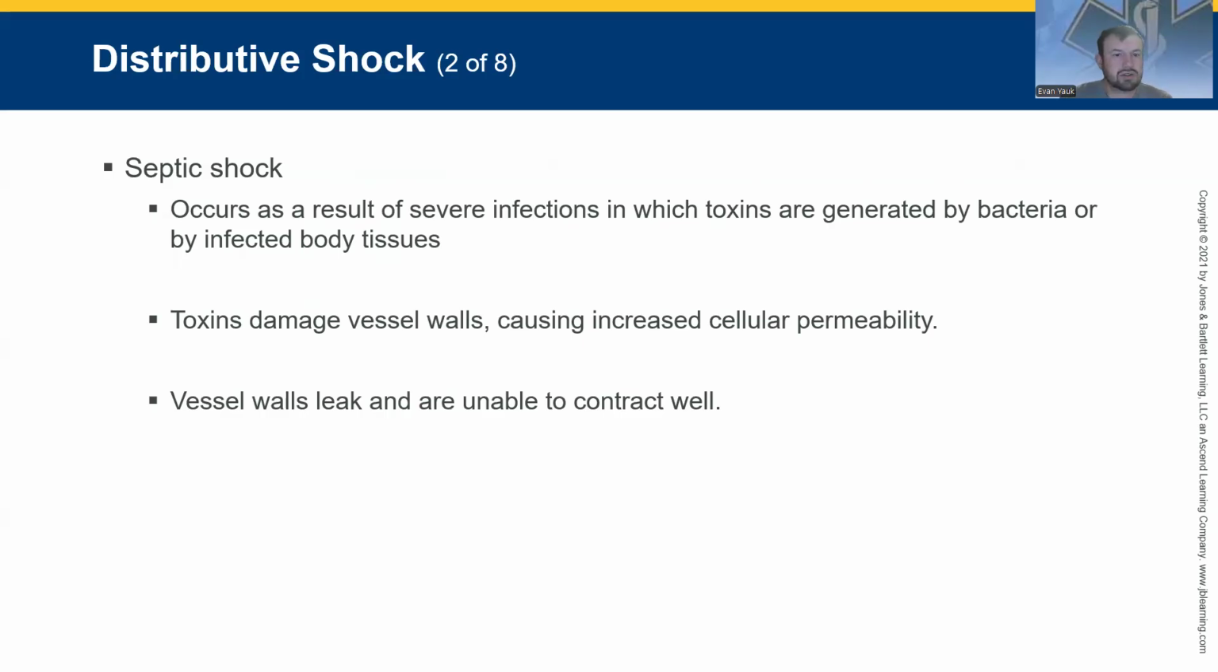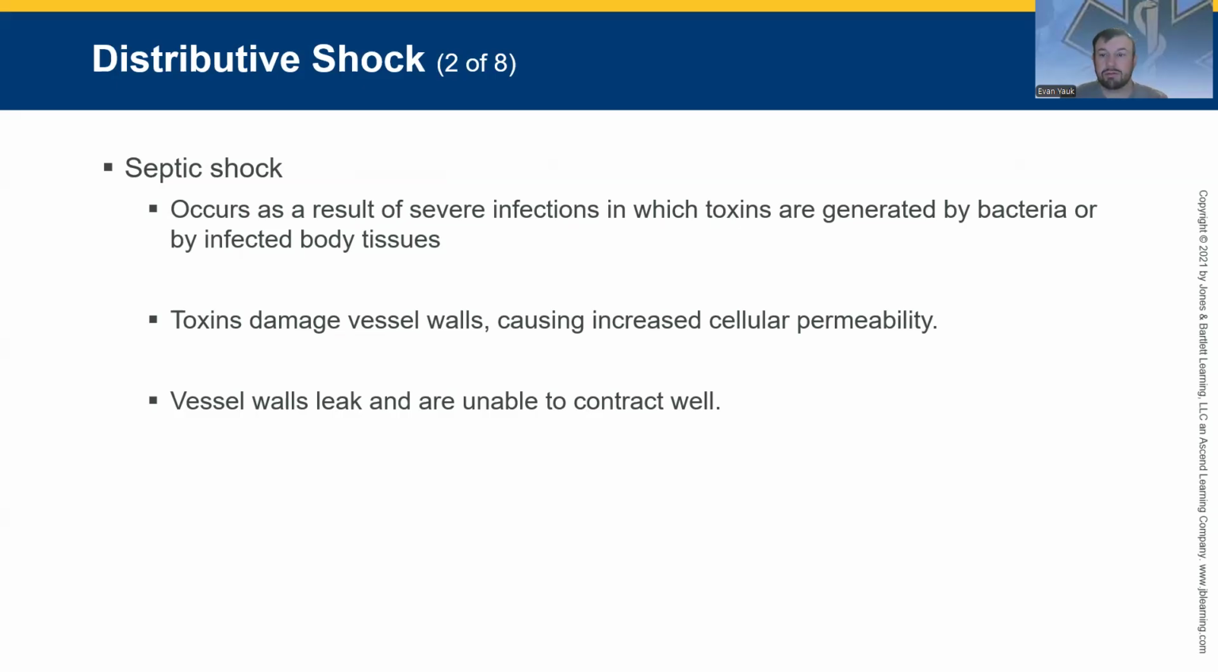Septic shock occurs as a result of severe infection, in which toxins are generated by bacteria or by infected body tissue. Toxins damage vessel walls, causing increased cellular permeability. Vessel walls leak and are unable to contract well, so it weakens those vessel walls, and fluid leaks through those walls out into the body.